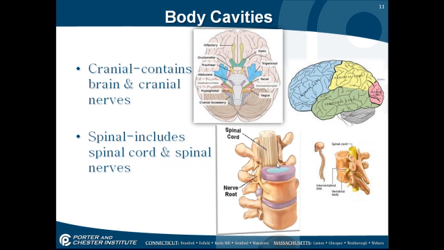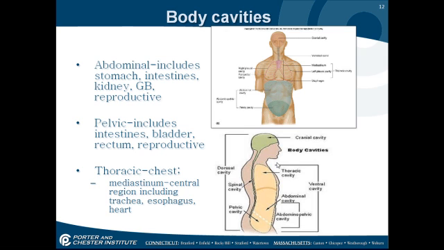And another way to look at where we can find our body organs, we'll refer back to the video that we watched on body cavities. In this one here, we're looking at cranial and spinal cavities. The cranial cavity is going to contain your brain and your cranial nerves, and your spinal cavity will include your spine and your spinal nerves. Another body cavity that will hold a lot of your abdominal organs is the abdominal cavity. And it will include your stomach and intestines, your kidneys, your gallbladder, and some of your reproductive organs. And the pelvic cavity will include some intestines, your bladder, your rectum, and the rest of your reproductive organs.